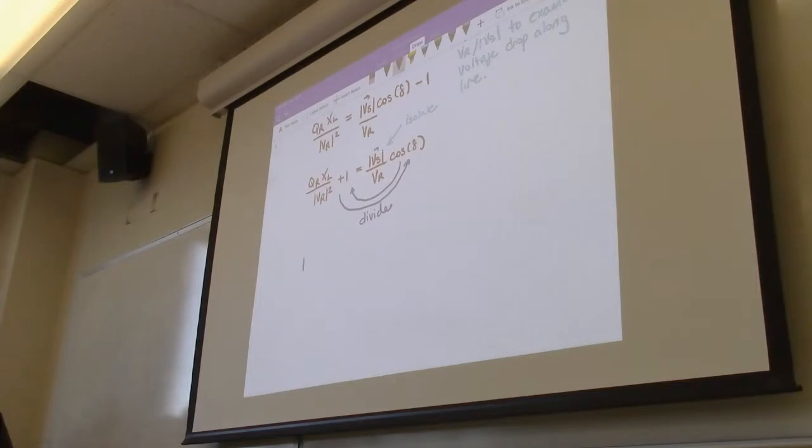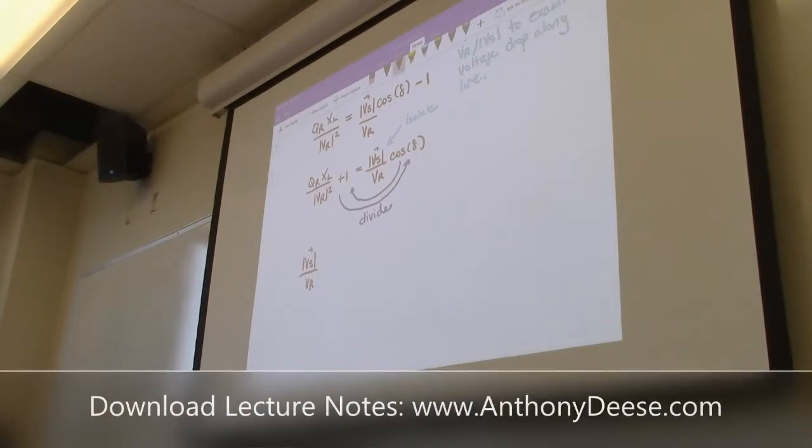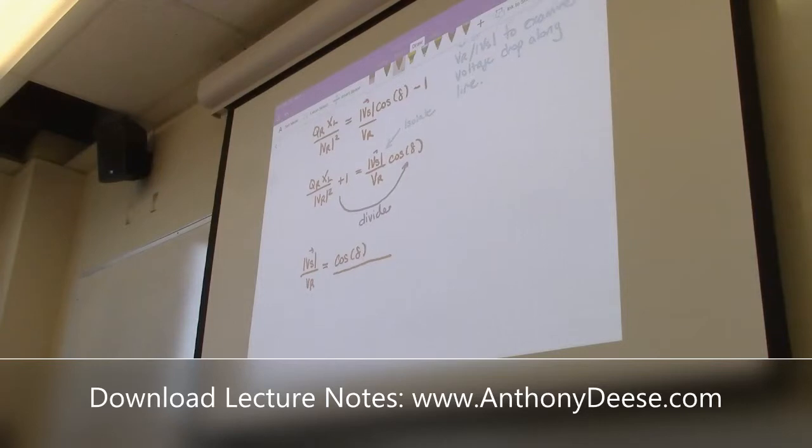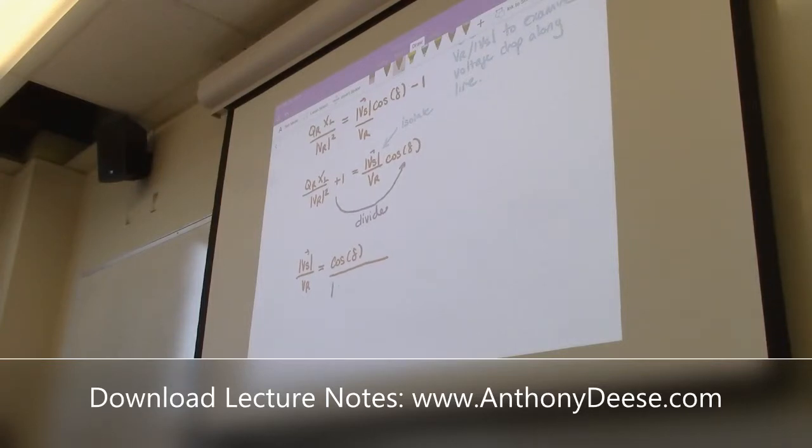Vs over Vr equals cosine of delta divided by, and so we're not switching this to the other side, divided by 1 plus QR XL over VR squared. And this is equation 10.6 from the book.